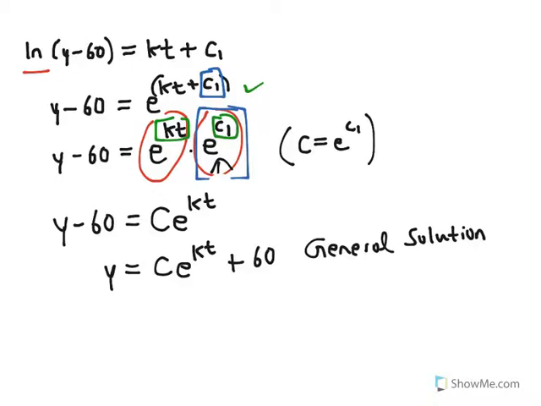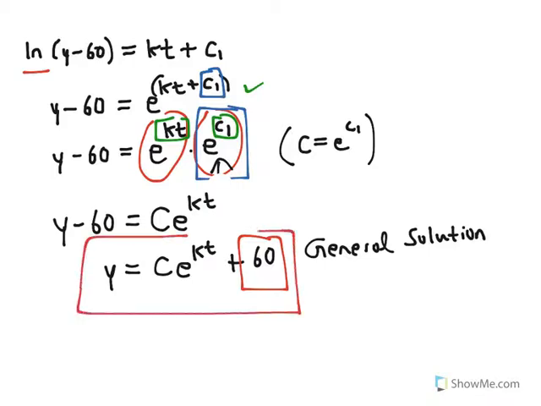And in fact, except for the 60 here, all of the general solutions for Newton's law of cooling problems will have this form. But of course, you'll have whatever the temperature of the surrounding medium is instead of 60, which is the case for this particular problem.